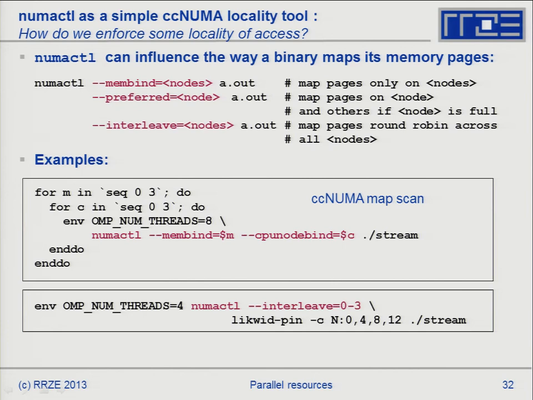Membind means you restrict it. Preferred means you restrict it if there's space available. If there's no space on this NUMA domain, the system is allowed to use space from other NUMA domains. And interleaved means every new page that this program allocates should go to the next NUMA domain, so that all the pages are interleaved across the whole system. And that way you get a sort of parallel access on average.